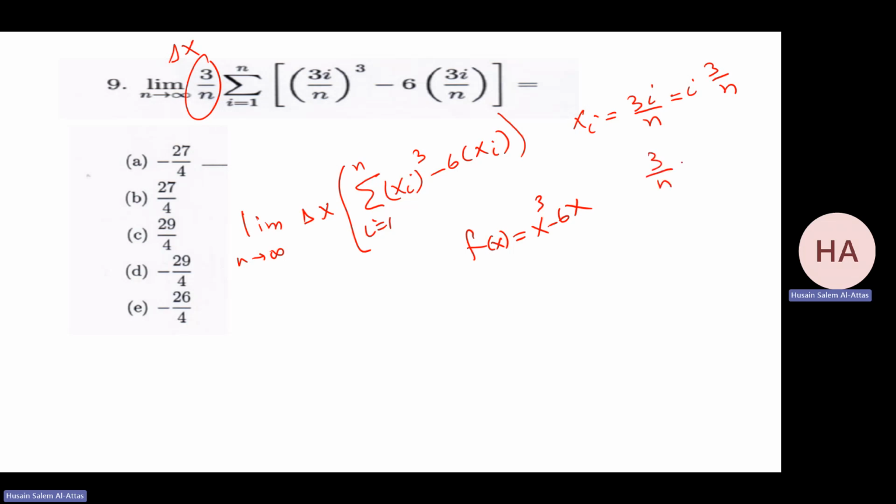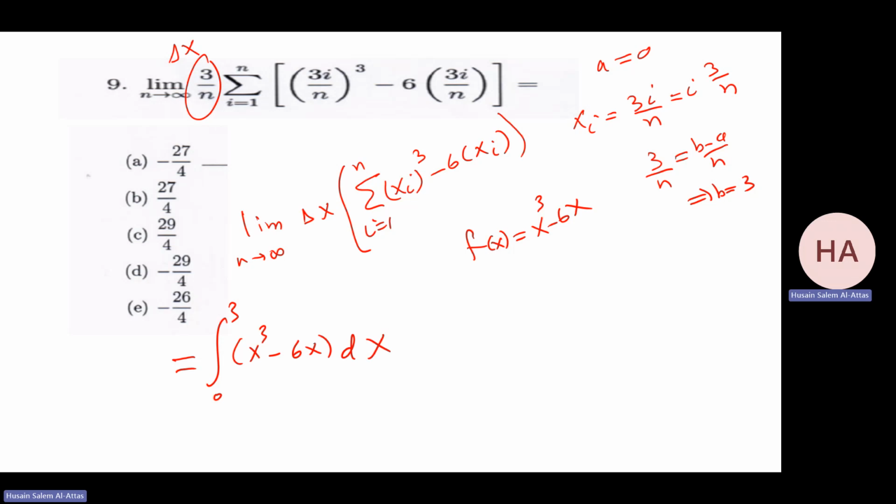This 3 over n, a equals 0, since I start at a equals 0, xi is 0 plus this. So this 3 over n equals b minus a over n, so b equals 3. So this integral will be the integral from 0 to 3 of x cubed minus 6x dx.